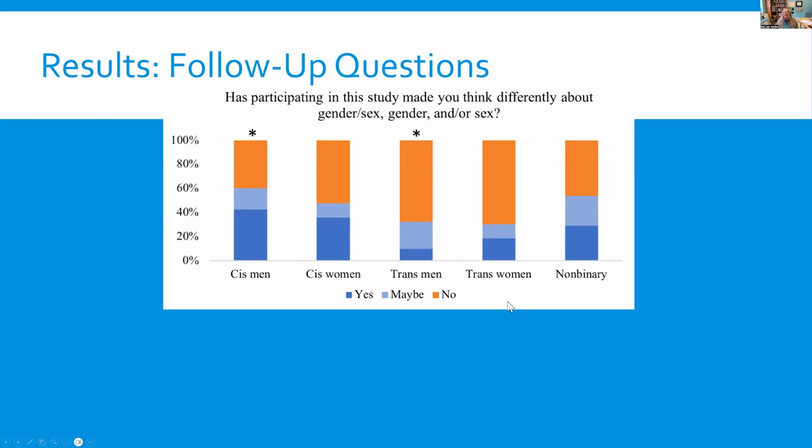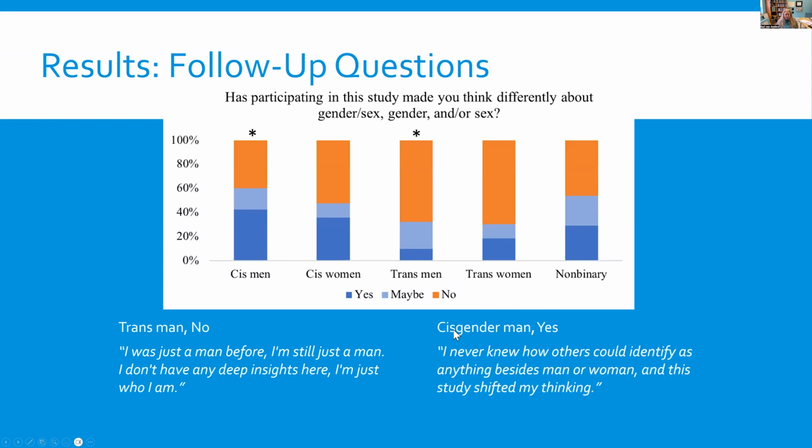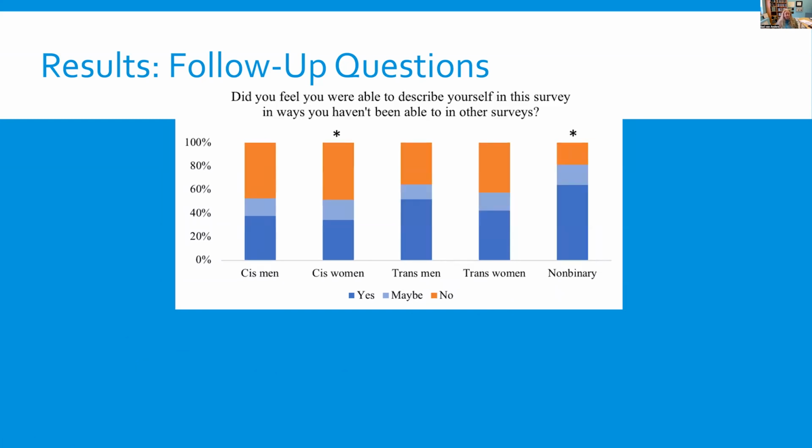Now, our participants, trans men, said, no, I was just a man before, I'm still just a man. I didn't have any deep insights here, I'm just who I am. And a cisgender man said, yeah, I never knew how others could identify as anything besides man or woman, and this study shifted my thinking.